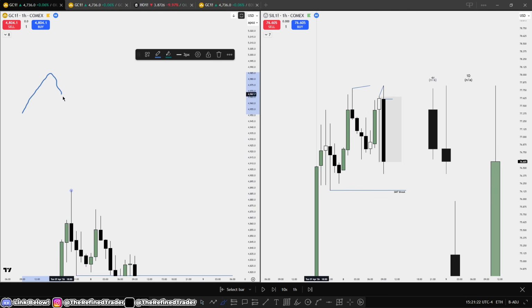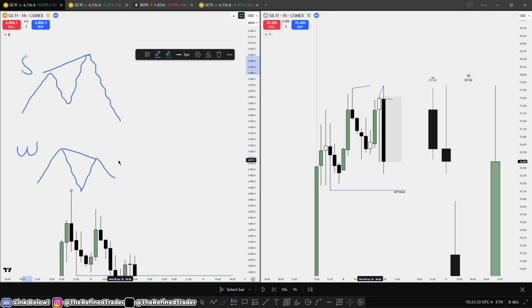Basically, if one asset trades above a high and the other one did not trade above a high, this is basically weaker and this one is stronger. Why? Because this one put in a higher high, this one put in a lower low, right?